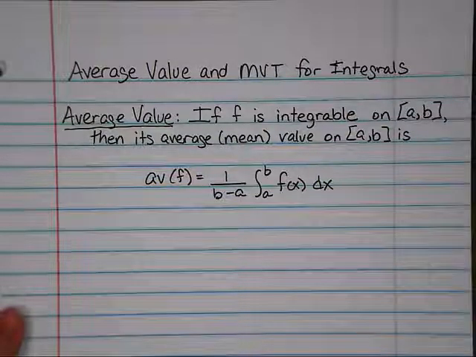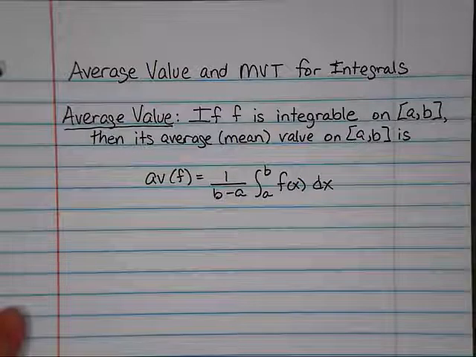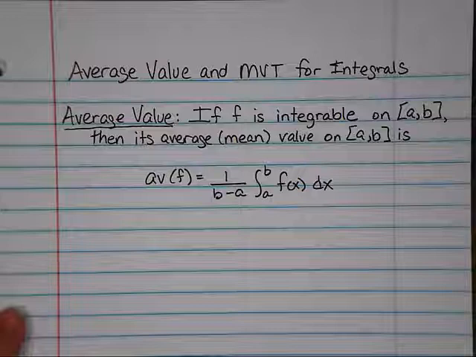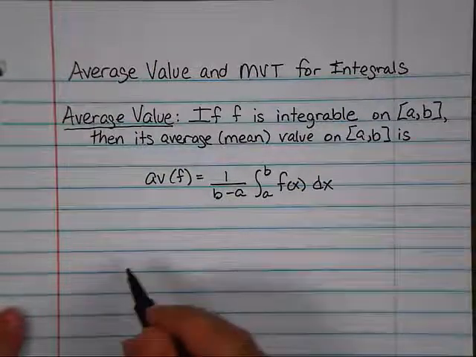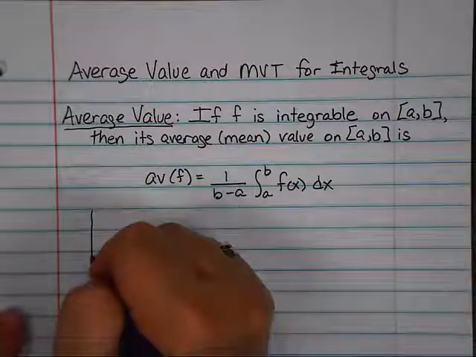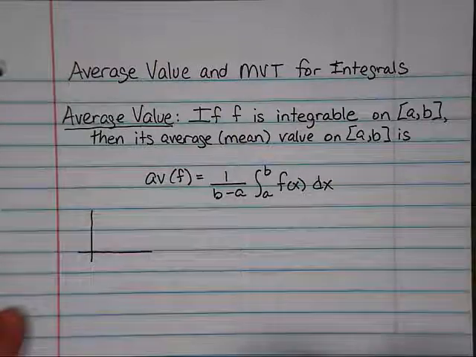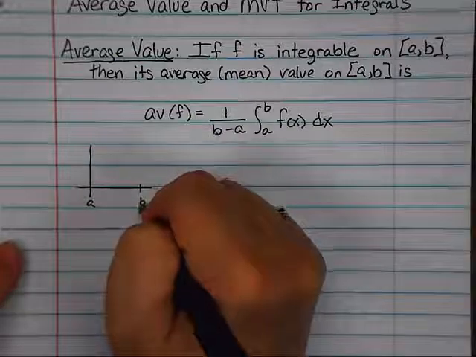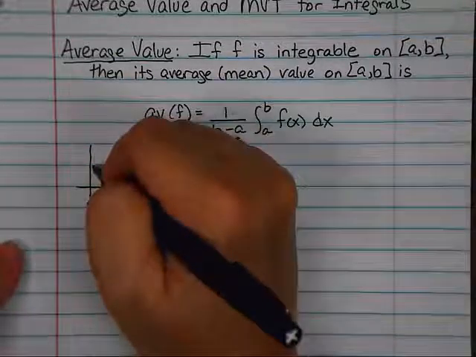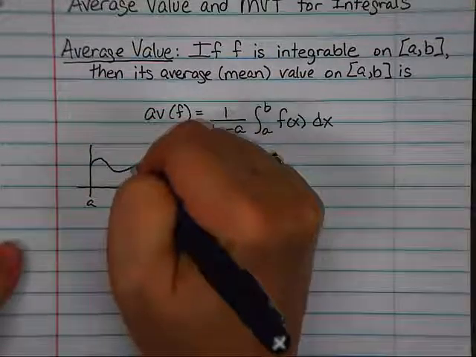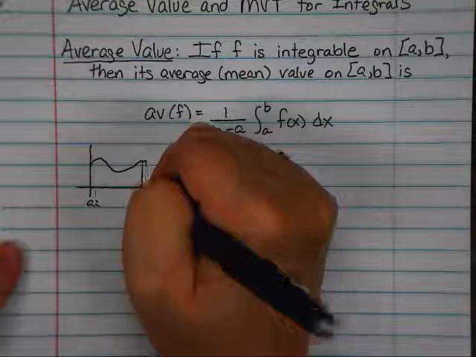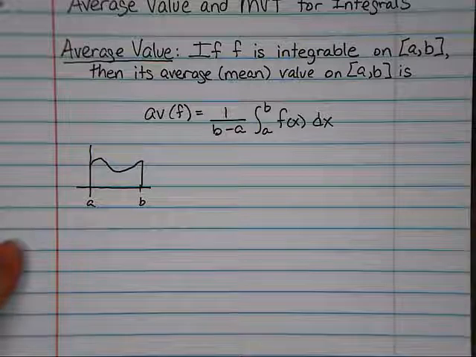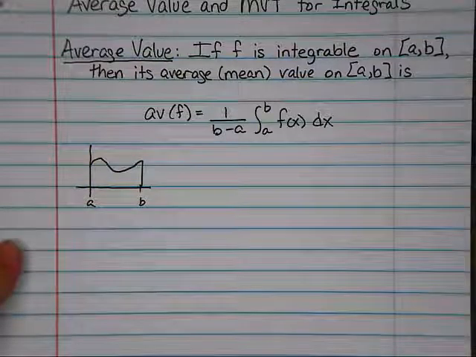Now that's a nice little formula. But I want to talk for a few minutes about where it came from. What does it mean? So, let's say we have a function right here. Move it up a little bit. Here's a, here's b. I have a curve that goes like this. The average value means the average y value.